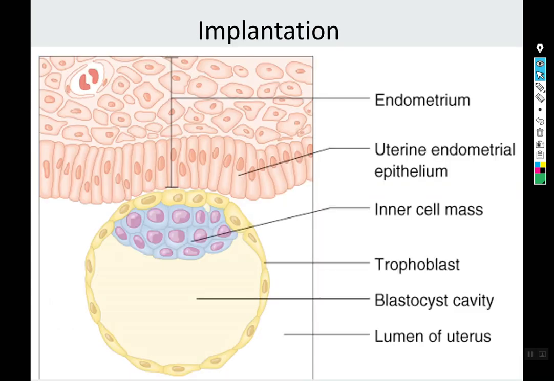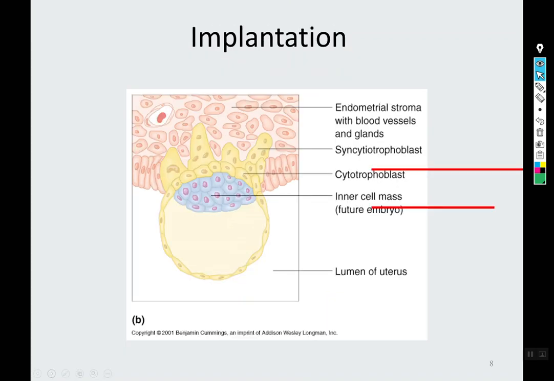Once the blastocyst makes contact, assuming the endometrium is prepared, which based on hormone levels it should be, implantation occurs. The embryo is going to land on the wall of the uterus and begin the process of moving into the endometrial stroma. The inner cell mass, which is the future embryo, that's why it's called the embryoblast, sits on the surface, and the trophoblast forms that outer ball of cells.